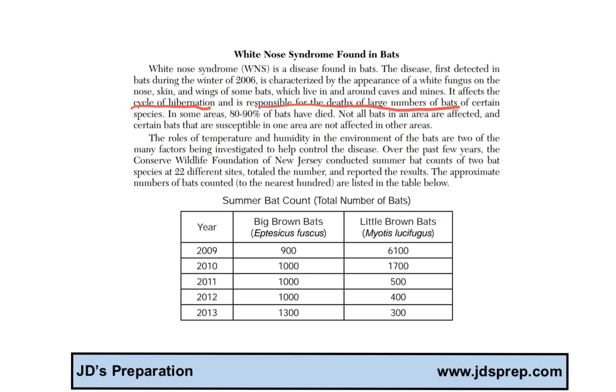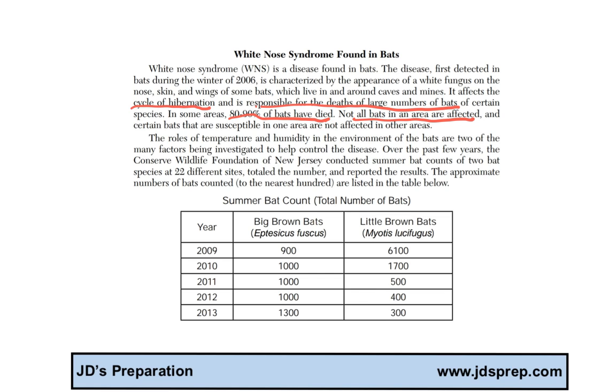In some areas, 80 to 90% of bats have died. Not all bats in the area are affected, and certain bats that are susceptible in one area are not affected in other areas. The roles of temperature and humidity in the environment of the bats are two of the many factors being investigated to help control the disease. Over the past few years, the Conserve Wildlife Foundation of New Jersey conducted summer bat counts of 2 bat species at 22 different sites, totaled the numbers, and reported the results. The approximate number of bats counted to the nearest 100 are listed in the table below.